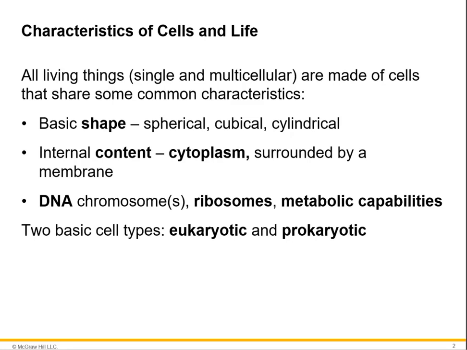Characteristics of cells and life. So all living things are made of cells that share some common characteristics. Cells are going to have a basic shape, either spherical, cubical, or cylindrical usually. Cells are going to have an internal content of cytoplasm surrounded by a cell membrane. And all living cells are going to have DNA in them, ribosomes, and metabolic capabilities, so the ability to use energy. There's two basic cell types we'll be talking about, eukaryotic and prokaryotic, and in this chapter we're going to be focusing on prokaryotic cells.